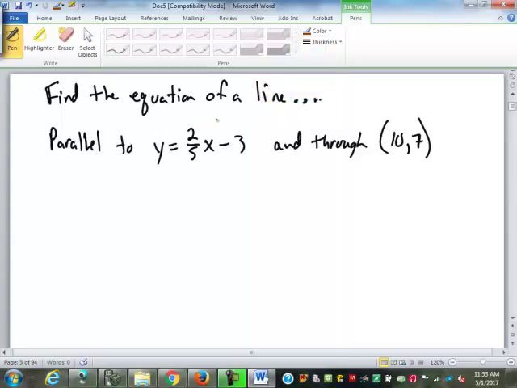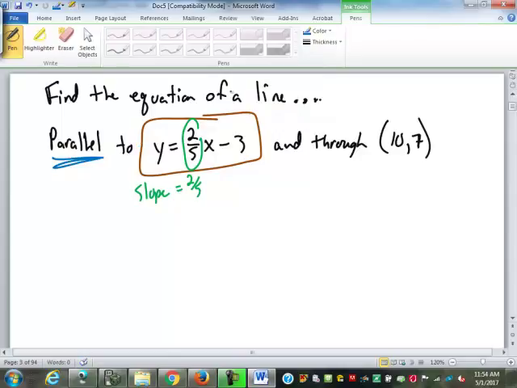So the first thing we need, the only thing we need out of this equation here is the slope. The slope is 2/5. That's all we need that equation for. The rest of it is just garbage. Now we know that we're looking for a parallel. The parallel will have the same slope, so it's still 2/5. So we'll start our equation out: y equals 2/5, the slope, times x, plus whatever my y-intercept b becomes.